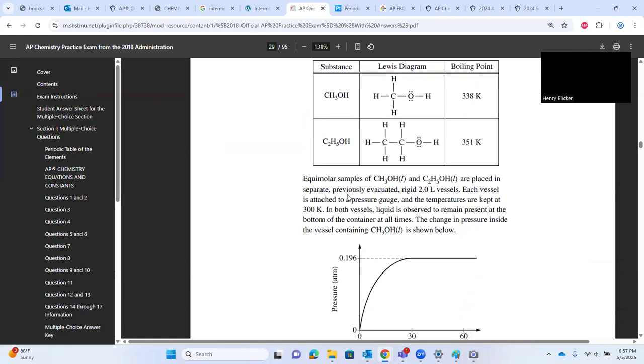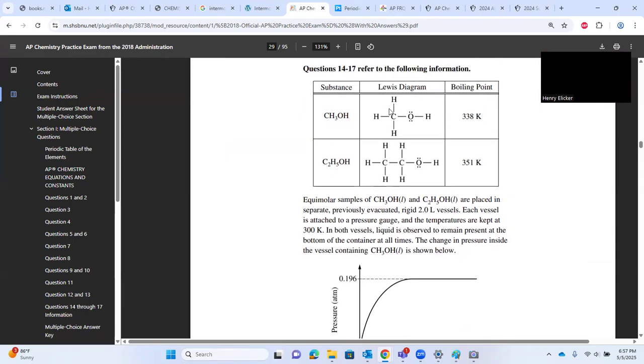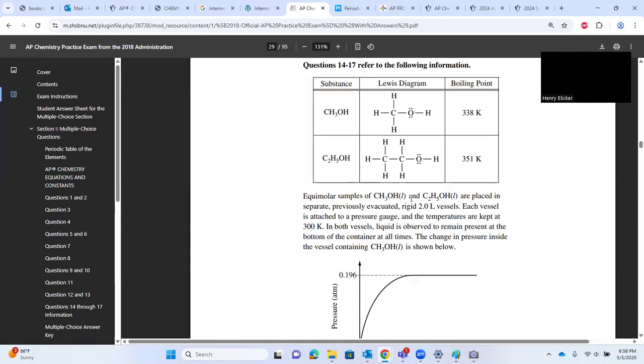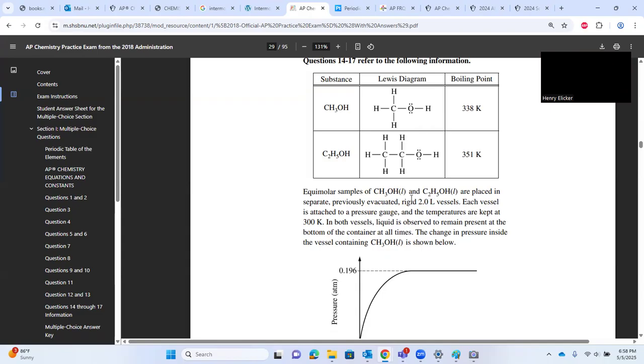All right, let's look at this one. Equimolar means the same molarity. Don't worry about that. Two chemicals are placed in separate, previously evacuated vessels, which means all the air is out of them, so no reactions can take place in the air. They are rigid, or not moving, 2-liter vessels. Each vessel is attached to a pressure gauge so we can see the pressure.